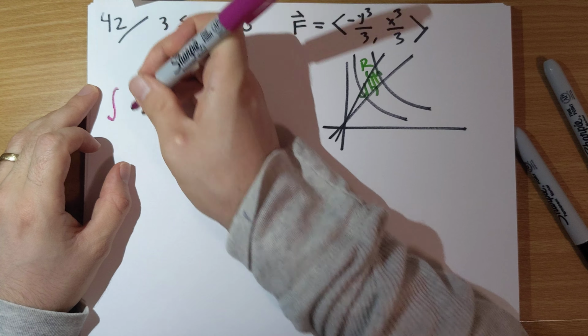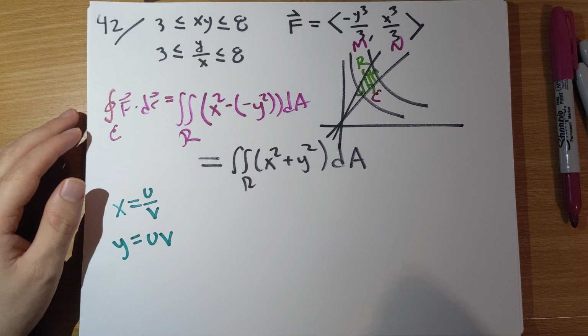Okay, so now we have to evaluate this double integral. How do we do this? Well, let's not try to do it from scratch here. Let's try to apply a change of variables. So it is suggested to us that we apply the substitution x is equal to u over v, y is equal to u times v.